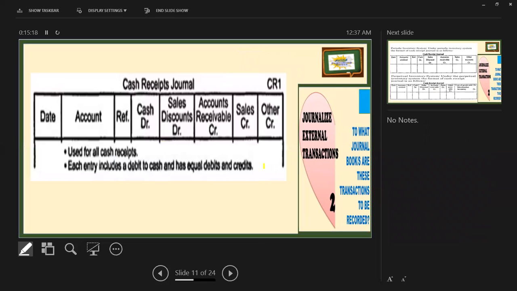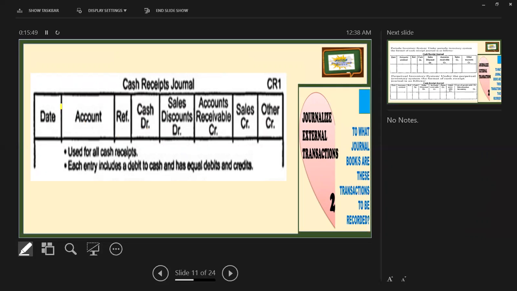The cash receipts journal is used for all cash receipts transactions. So what are the common cash receipts transactions? You debit cash, what do you credit? Normally, usually, sales and accounts receivable. When the business makes cash sales, debit cash, credit sales. If it collects an account from a customer, then debit cash, credit accounts receivable.